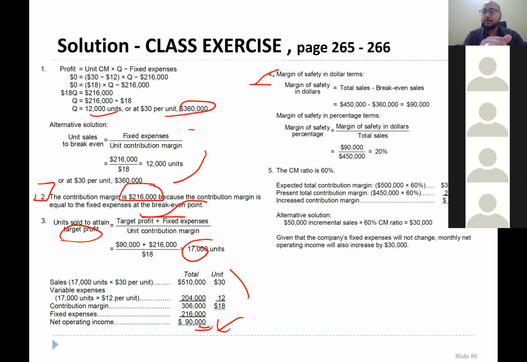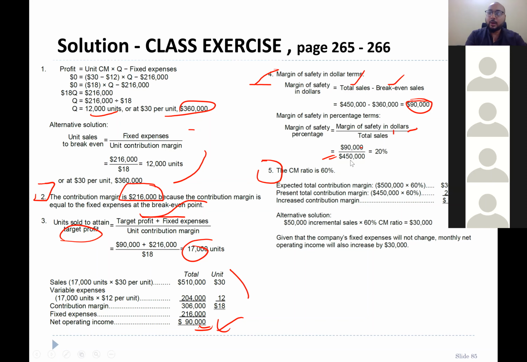The fourth one is you need to find out the margin of safety. So here we go. Margin of safety is equal to total sales minus break-even sales, and safety in percentage is divided by the number of total sales.